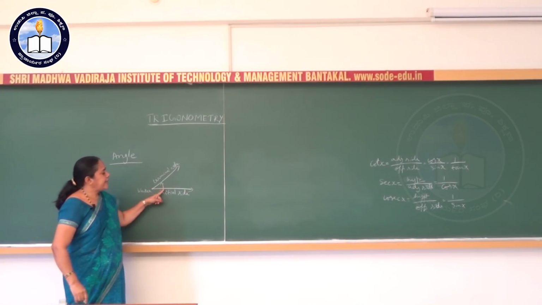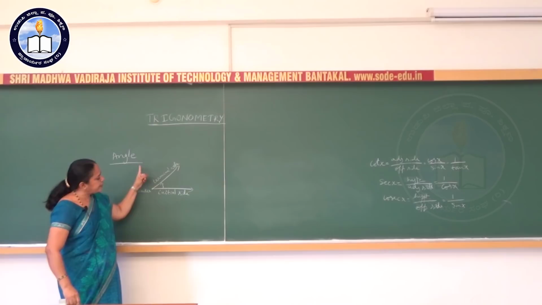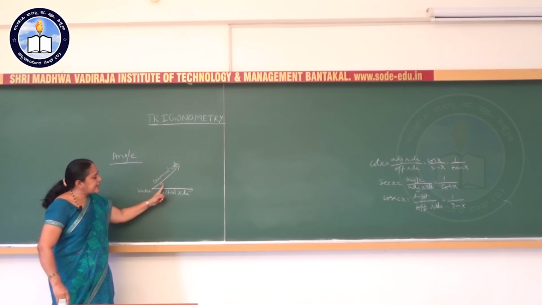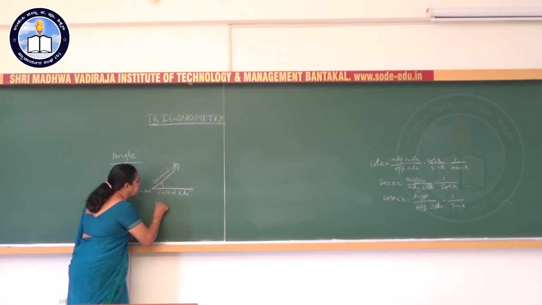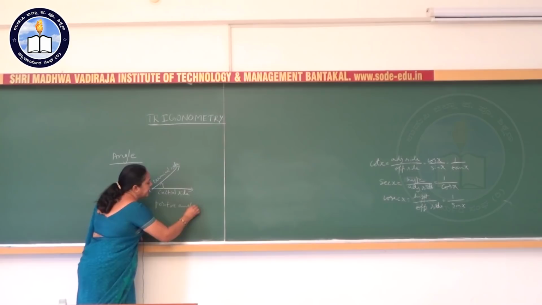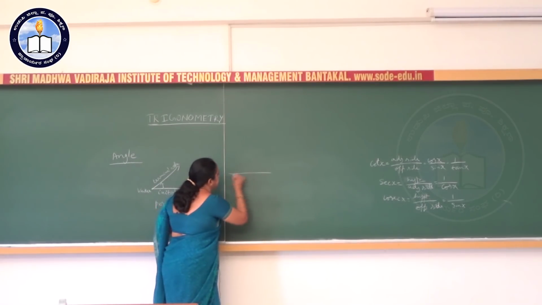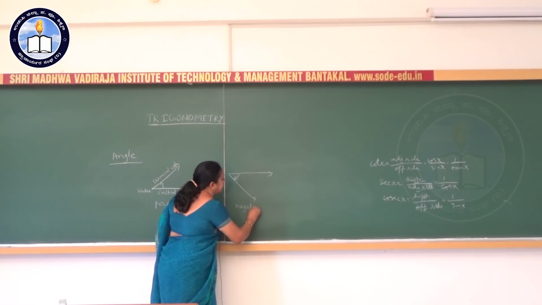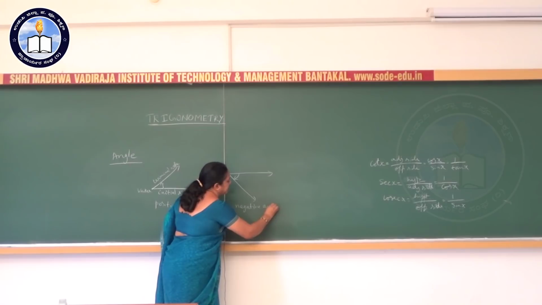And if the direction of rotation is anti-clockwise, the angle is said to be a positive angle, and if the direction of rotation is clockwise, then the angle is said to be a negative angle.